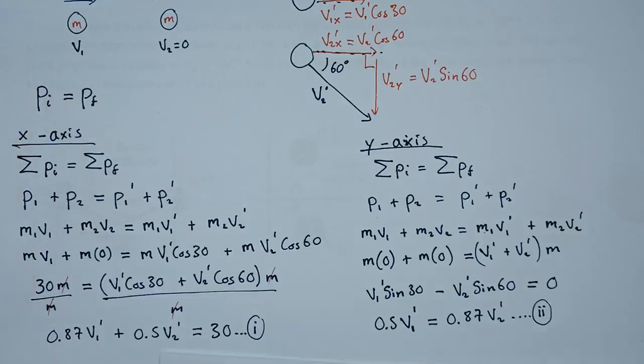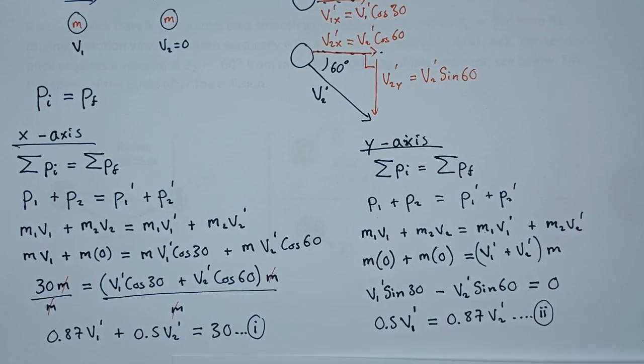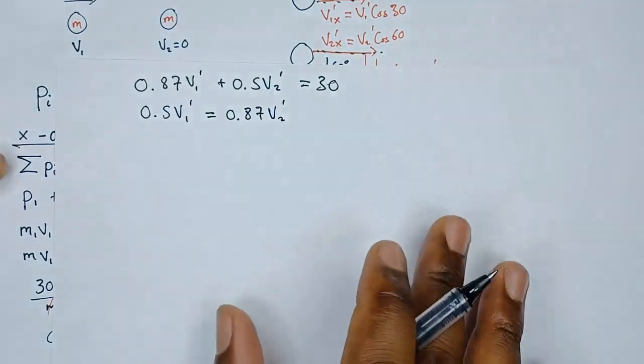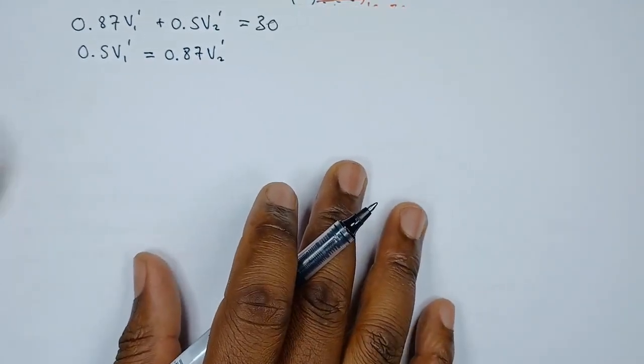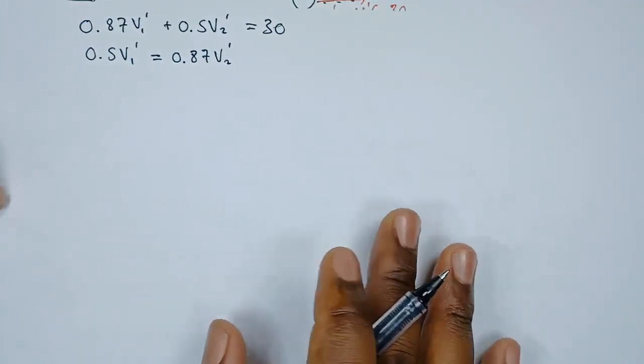Let me just write down both of them. Equation 1 is 0.87 v1 prime plus 0.5 v2 prime is equal to 30. Equation 2 is 0.5 v1 prime is equal to 0.87 v2 prime. Okay, so these are the two equations. So now with these two equations, let's solve them simultaneously such that we find the value of v1 prime and v2 prime.